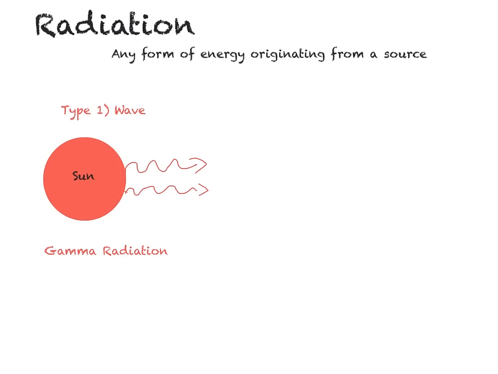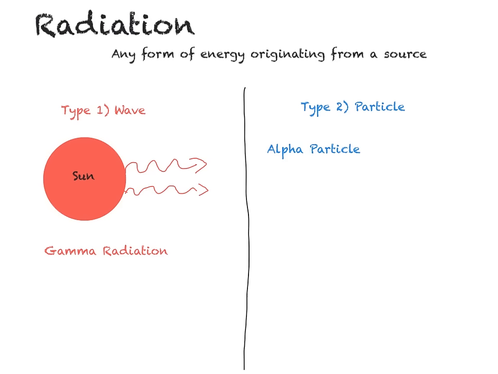The second type is in the form of a particle. There are two types of radioactive particle that we need to know. The first of these particles is the alpha particle. An alpha particle is very similar to the nucleus of helium in that it contains 2 protons and 2 neutrons. However, it does not have any electrons.